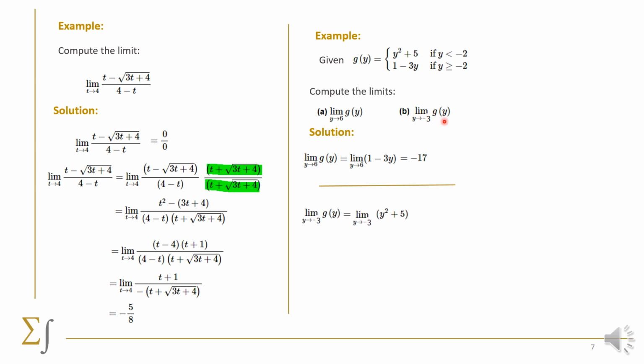Next, we do number b. Here we have limit g of y as y goes to minus 3. Minus 3 is less than minus 2, so we take the definition of g to be y squared plus 5. As y goes to minus 3, this is a polynomial of degree 2, so we plug in minus 3 for any y we see in front of us, so we're left with y squared, which is minus 3 squared, plus 5, which is 14. We move on.